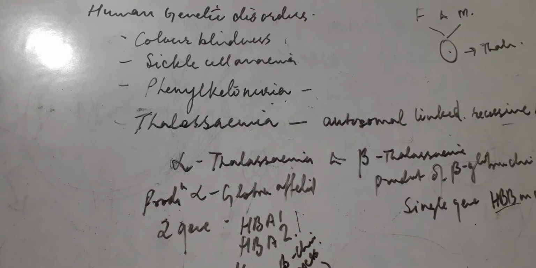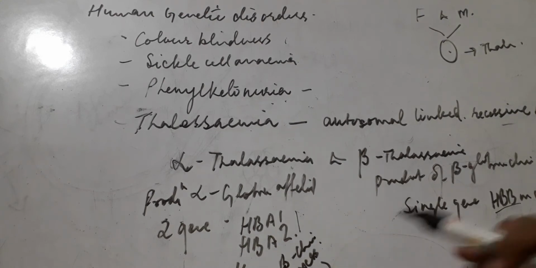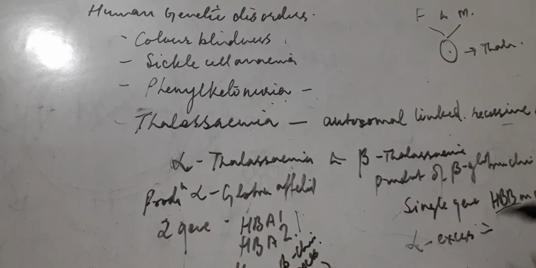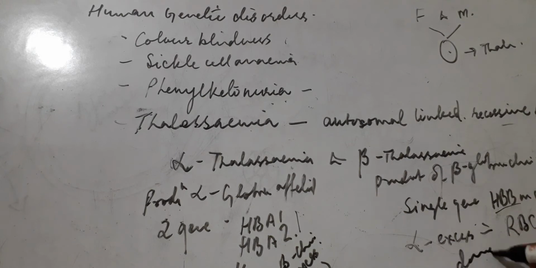In beta thalassemia, formation of the beta chain stops or few beta chains are formed. In both cases, there is an excess of the other chain. Here, since alpha chains were absent, beta chains formed a tetramer, which is called HbH. But here, if alpha chains are in excess, they do not form tetramers. If they do not form tetramers, they bind with the RBC membrane and damage it. And at high concentration they form toxic aggregates.